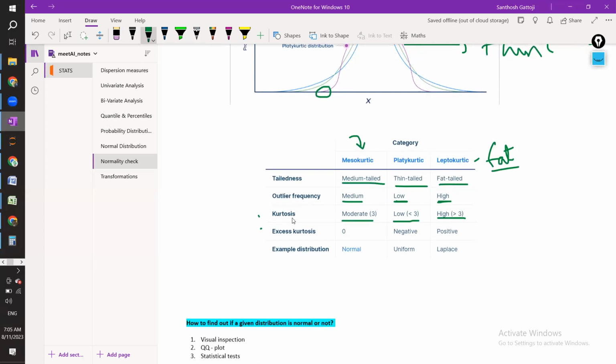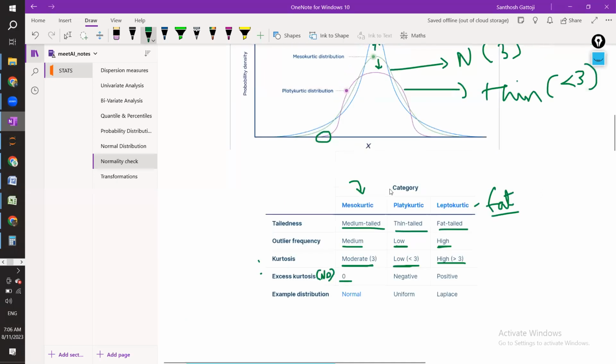As you can see, when it is mesokurtic, that means medium, moderate, it is actually a normal distribution. So excess kurtosis, with respect to the normal distribution, will be 0. Agree? Because excess kurtosis is with respect to the normal distribution, and meso is the normal distribution, it will be 0. Coming to platykurtic, it will be somewhat lesser than 3. If it is lesser than 3 in kurtosis, then it will be lesser than 0 in excess kurtosis.